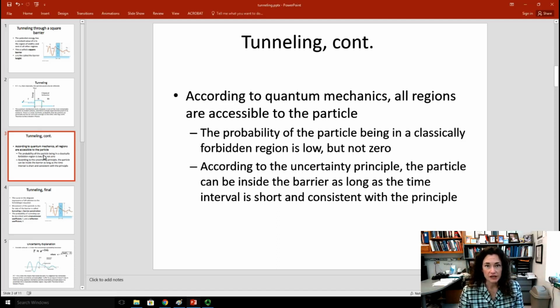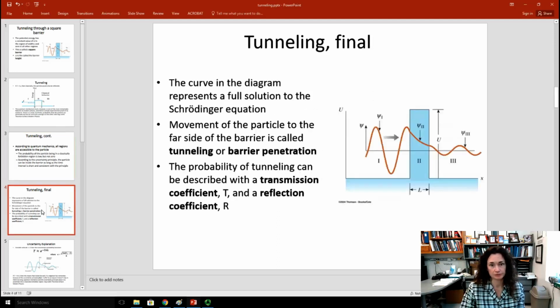Now what that would mean is that conservation of energy would have to be violated for a little bit. But remember, according to the energy-time uncertainty principle, the particle can be inside that barrier as long as the time that it spends inside the barrier is less than the amount of time dictated by the uncertainty principle.